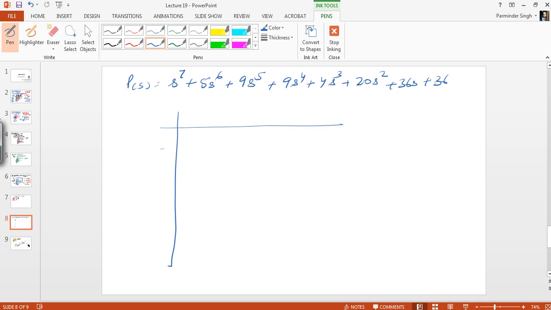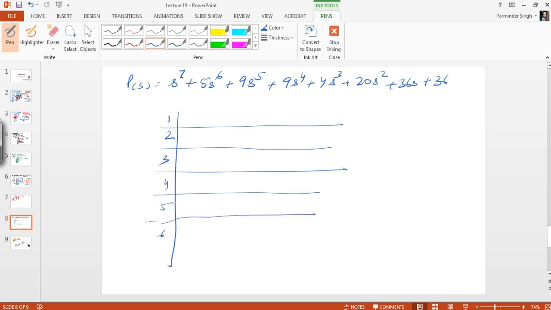The highest power is 7, so we have the number of rows to be 8. So 1, 2, 3, 4, 5, 6, 7 and 8. Until the entire array is prepared, we cannot comment upon the stability. So that's the main part of this.